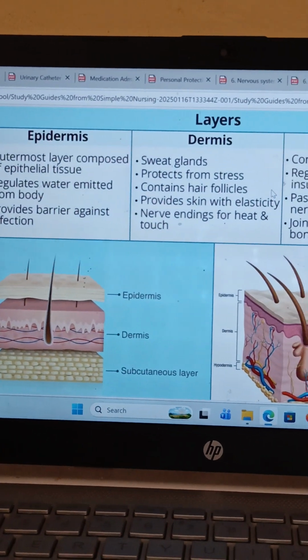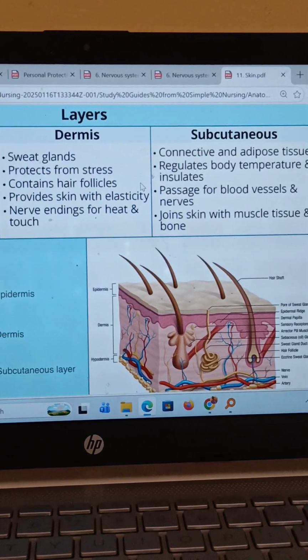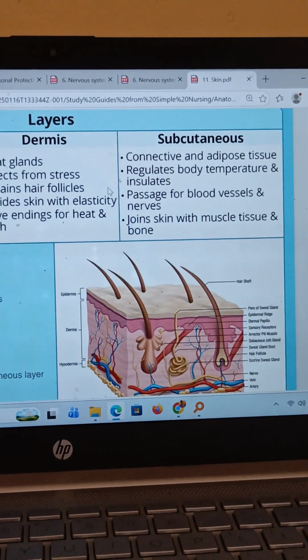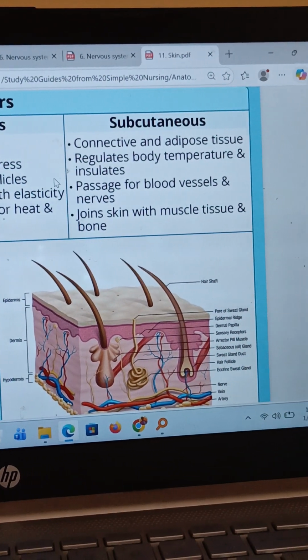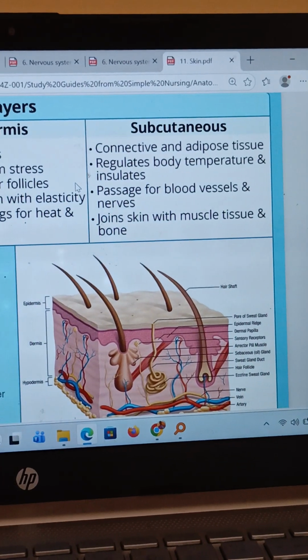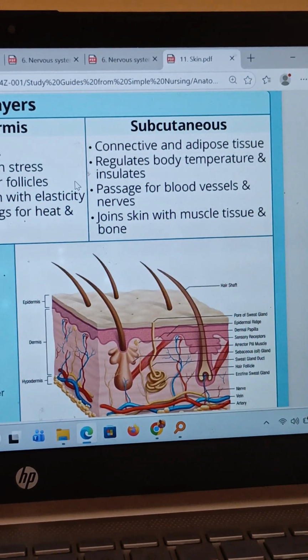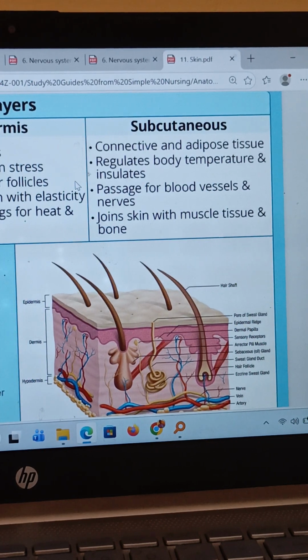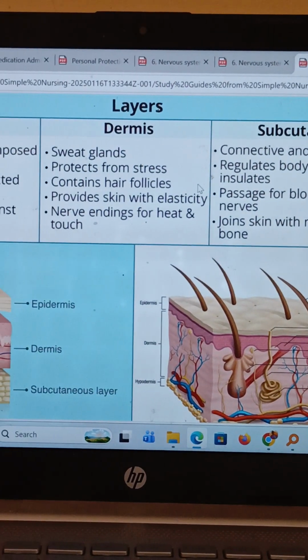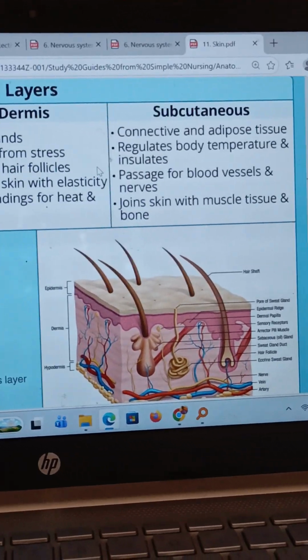Then the other diagram also shows us now in more detail. We can see the hair shaft, the epidermis, the dermis, the nerve endings, the vein, the artery, the sweat glands, the subcutaneous gland, sensory receptors, dermal papilla, epidermal ridge, and the sweat pore, even the sweat gland. So that's just an illustration. In case you are asked to draw the structure of the skin, this is how it looks.